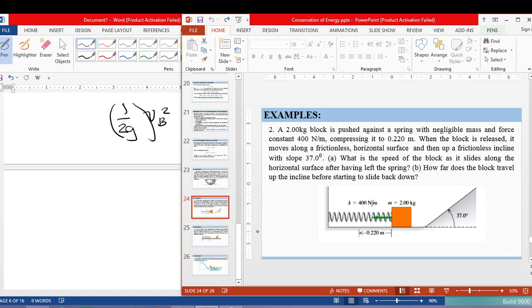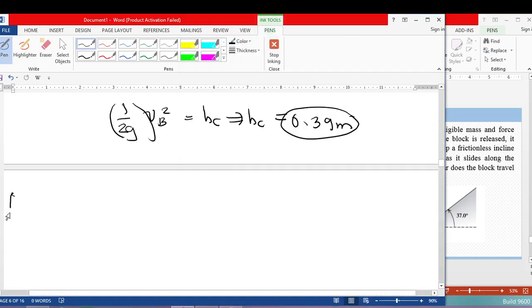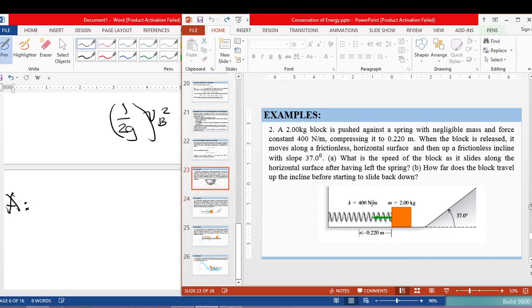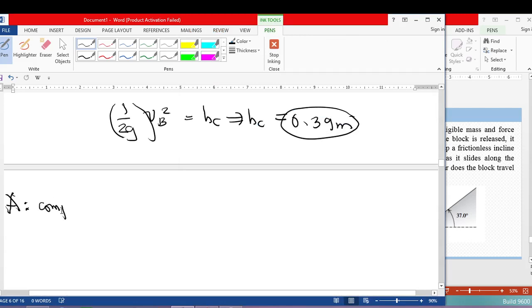Okay, so we have this one. So we have point A, point B, and point C. So, para madali, mas maayo kung ato siyang i-chop-chop ang event. Okay? So, first event, we can call this one as our A. Here, a 2 kg block is pushed against a spring with negligible mass and force constant of 400 Newton per meter, compressing it to 0.22 meter. So we have katong gi-compress na ang imong spring by the mass. So that is event A.